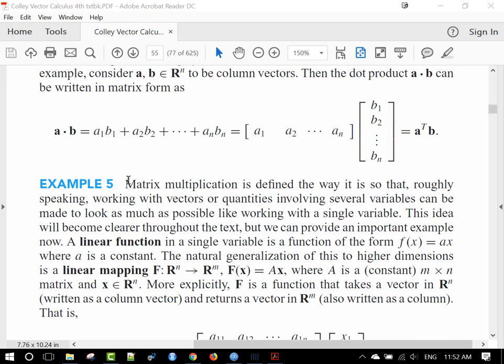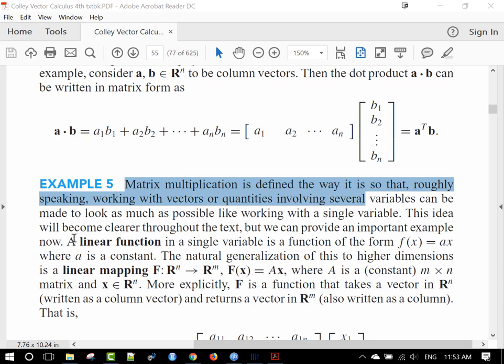Okay, she says, this is useful, matrix multiplication is defined in a way so that, roughly speaking, working with vector quantities or quantities involving several variables can be made to look as much as possible like working with a single variable. So let's see where that might happen.